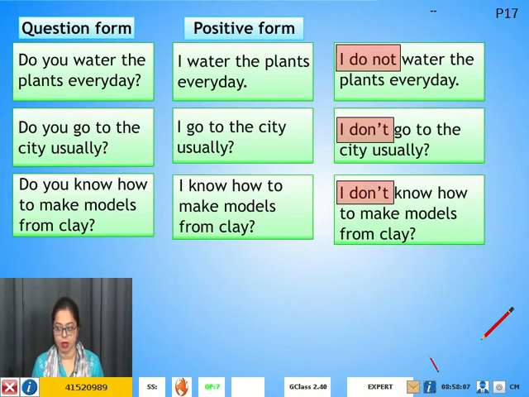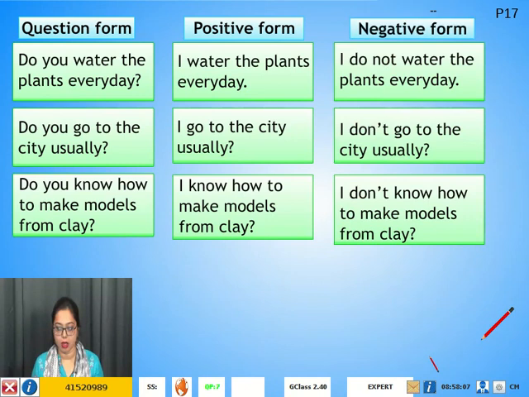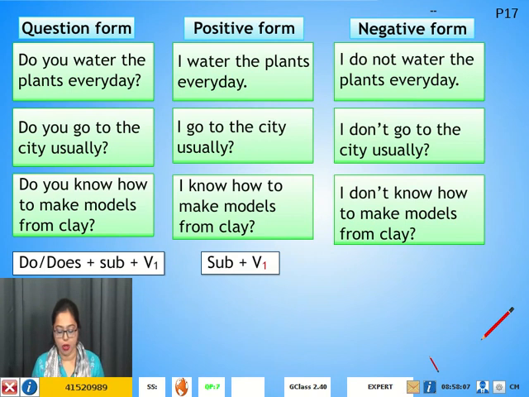So are in a negative form. Okay. So have a look at the sentence structure. The sentence structure given here is do or does. That means the question format is in a do or does form. Okay. Plus subject is added plus first form of verb is added.